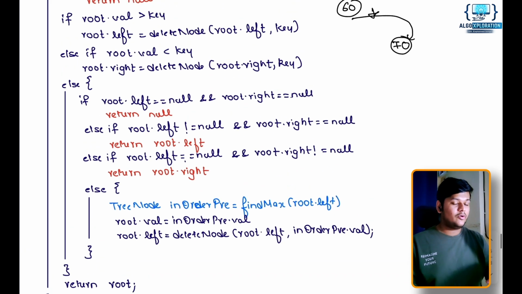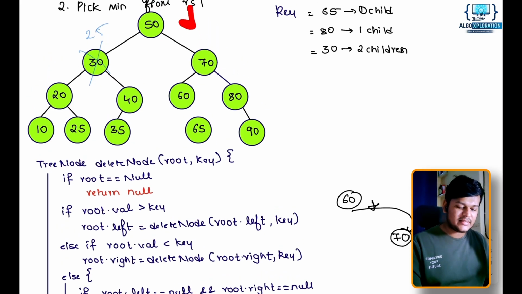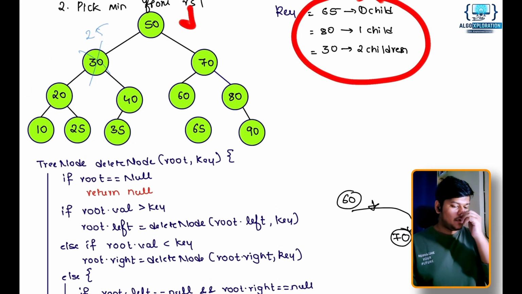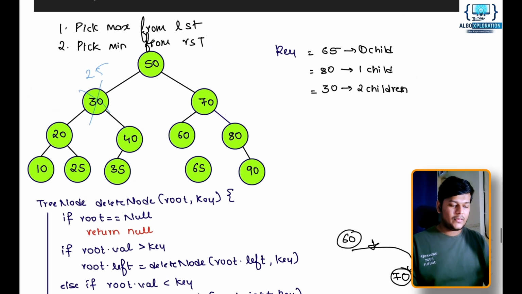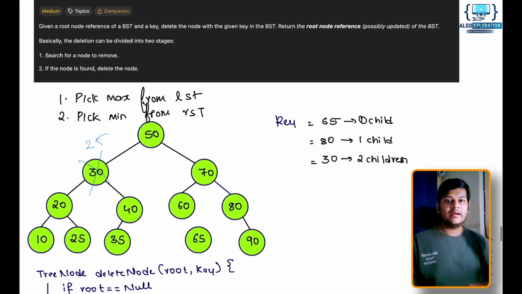If you didn't, I would highly request you to please try running this by yourself by taking the same example. Deleting a node with 0 or 1 child is easy, but deleting a node with 2 children is a little bit difficult. So you can try running it by yourself.